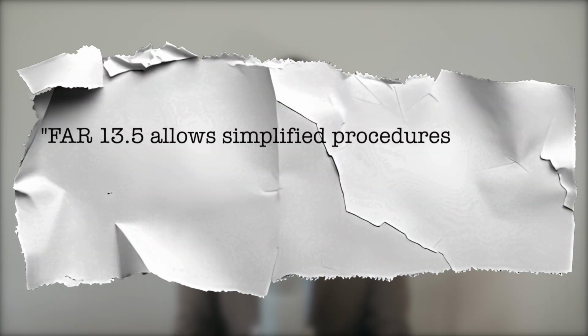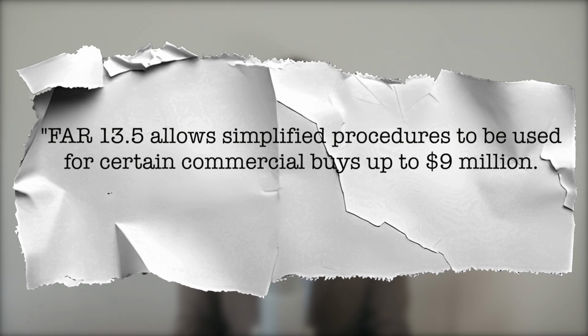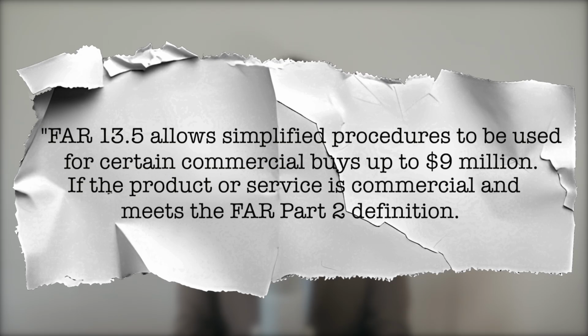Now let's talk about FAR 13.5, which is one of the most powerful tools in the SAT. FAR 13.5 allows simplified procedures to be used for certain commercial buys up to $9 million. If the product or service is commercial and meets FAR Part 2 definition, then contracting officers can use the same streamlined SAP tools for multi-million-dollar actions. The reasoning is simple. If the marketplace already sells it competitively, the government doesn't need to treat it like a high-complexity acquisition. There are limitations, though. Construction and certain service types tied to inherently governmental functions are excluded. But for true commercial requirements, FAR 13.5 is an incredibly efficient tool.